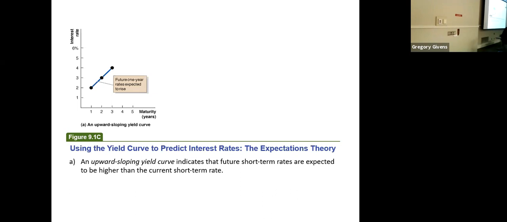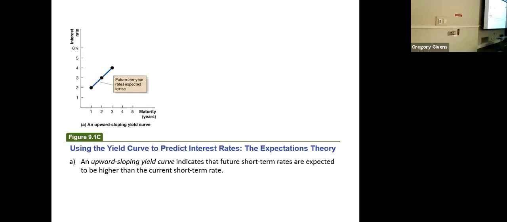All right. What does that imply then about what investors think short-term interest rates are going to be in the future? If the current 2-year interest rate is 3%, then according to the expectations theory of the term structure, what must the 1-year interest rate be expected to be next year? It's expected to be higher. In fact, it's expected to be 4%, right? Because 3 is the average of the 1-year rate today, which is 2, and next year's expected 1-year rate, which would be 4, right?